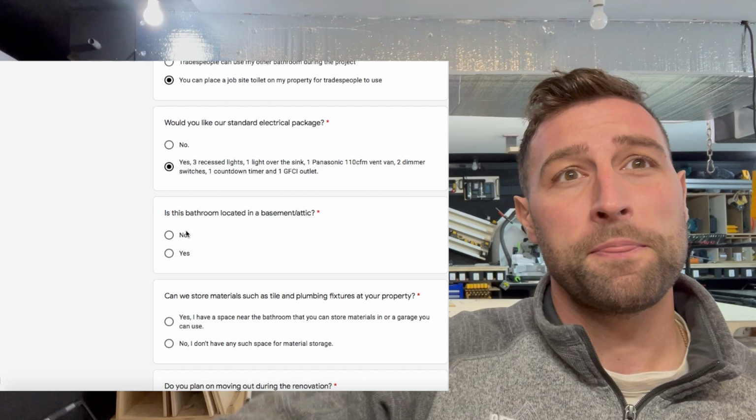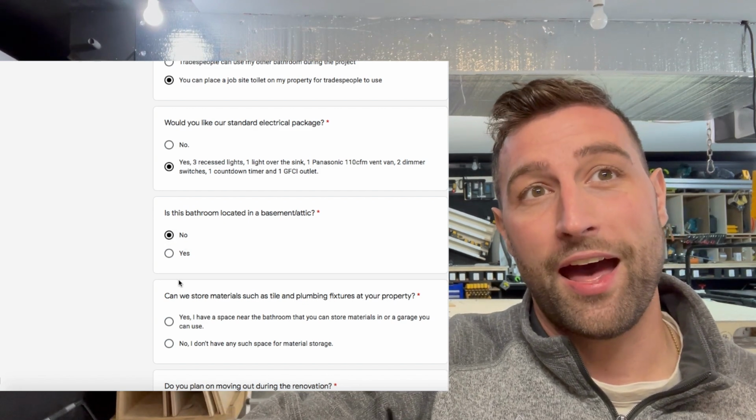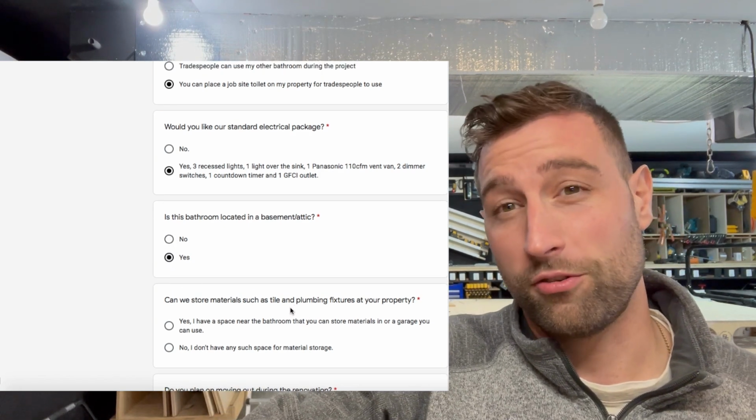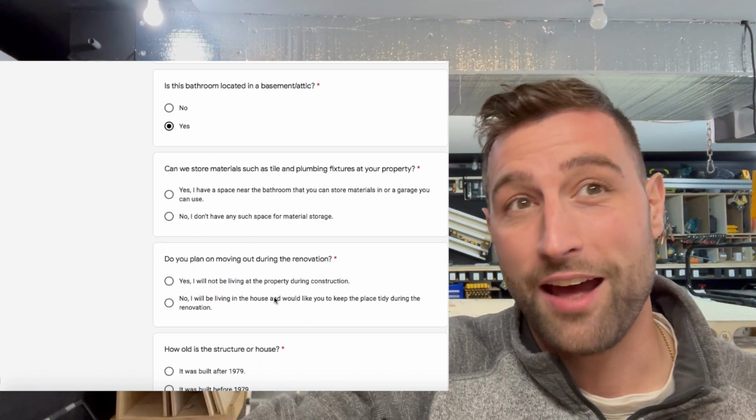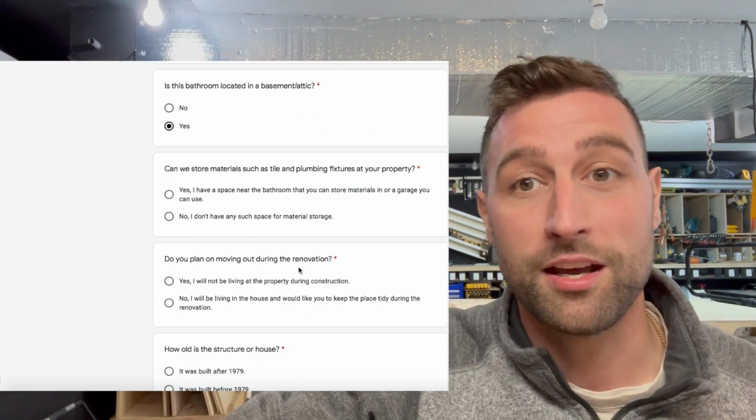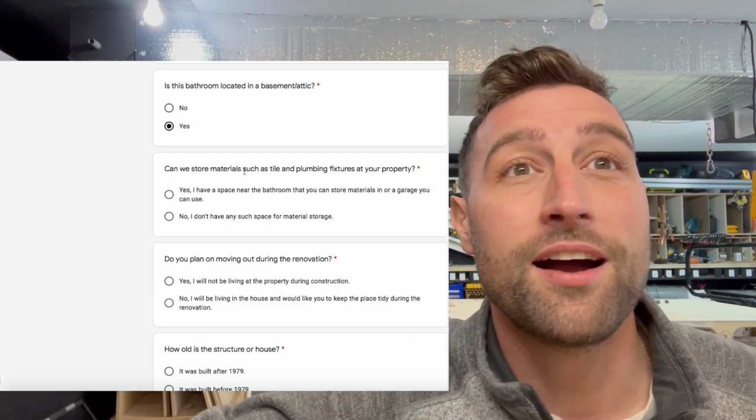So either way, no is going to add nothing to the cost of this overall price. And yes is going to add 15% or 10% or something to cover that added labor for me, the contractor.